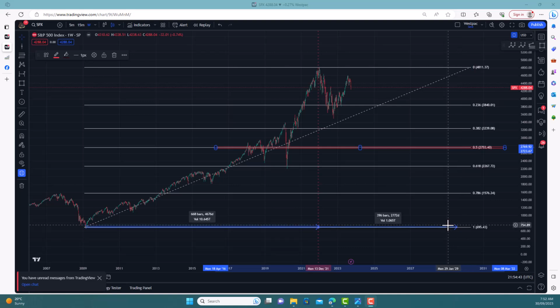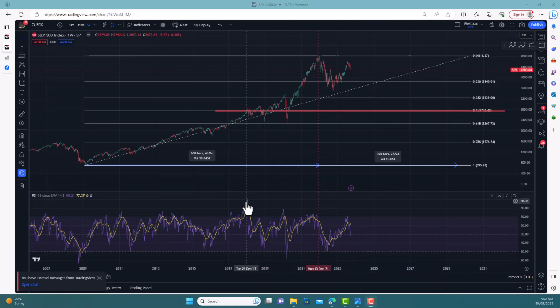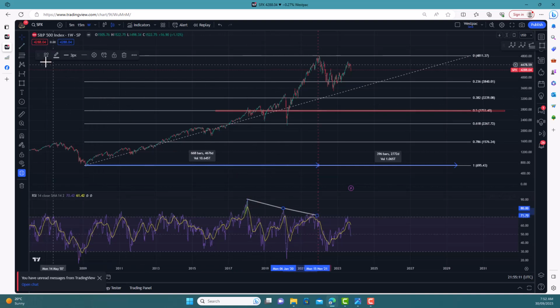On top of that, he also said that it should retrace at least 50% of the gains. 50% of the gains brings it down to here, 2750. Now I want to show you something else that's quite important. This is the RSI momentum price indicator. Look at what we have been diverging from that point. So while price has been going up, momentum has been going down. From this point here, it has been a weakening trend.